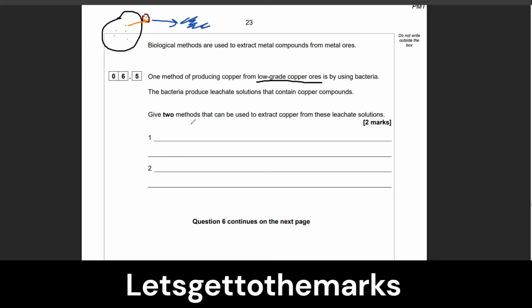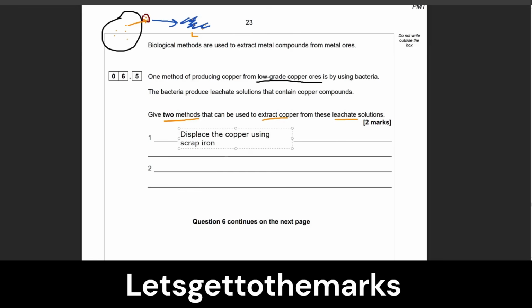And what this question is saying is, give 2 methods that can be used to get the copper from the leachate. The leachate is this here, made by the bacteria that live on the rock. So how can we get it out? Well, we need to extract the copper, and we can do that by displacement with scrap iron. So we can displace the copper using scrap iron.